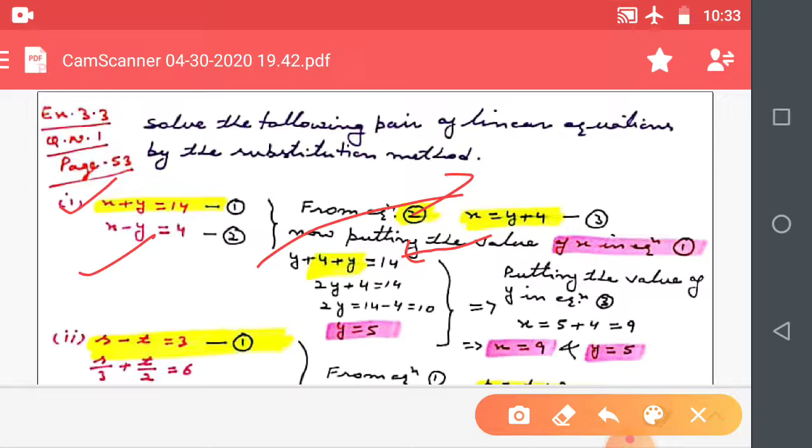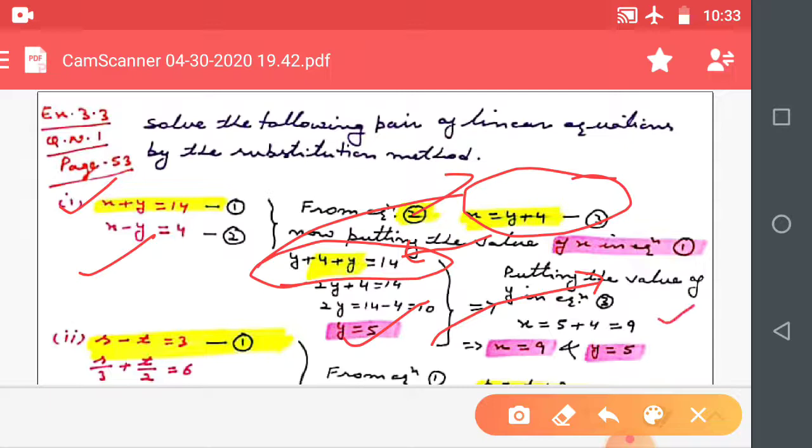The equation 1 is x + y = 14. So instead of x we write y + 4, and the equation becomes y + 4 + y = 14, and the value of y comes here as 5. Now put this value of y in equation 3, so x = 5 + 4 = 9. So the value of x comes 9 and the value of y comes 5.